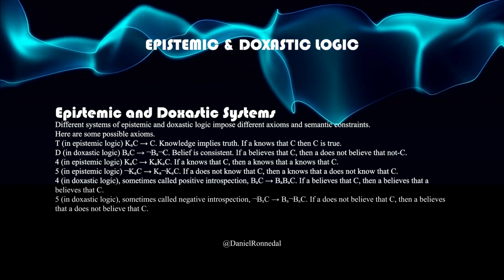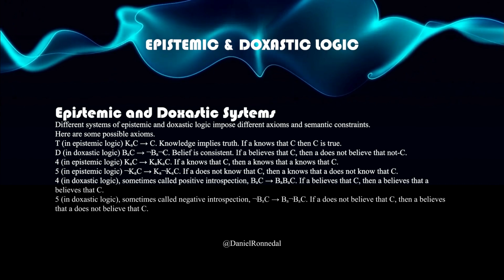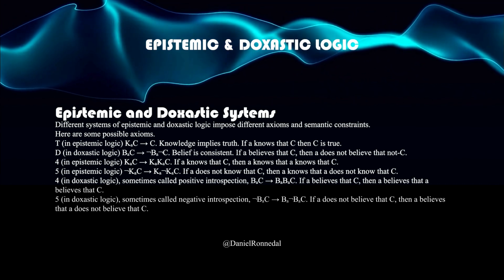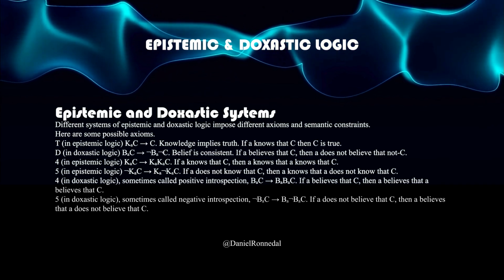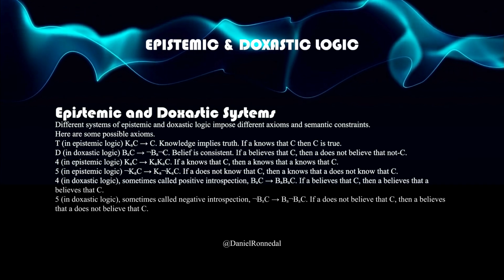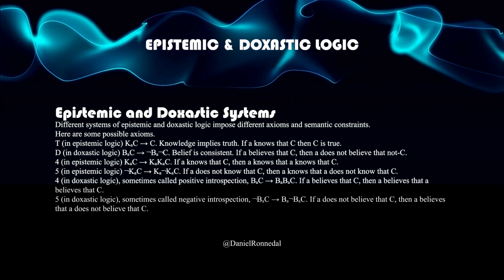Here are some possible axioms. T in epistemic logic: K_A C implies C. Knowledge implies truth. If A knows that C, then C is true. D in doxastic logic: B_A C implies not B_A not C. Belief is consistent. If A believes that C, then A does not believe that not C.